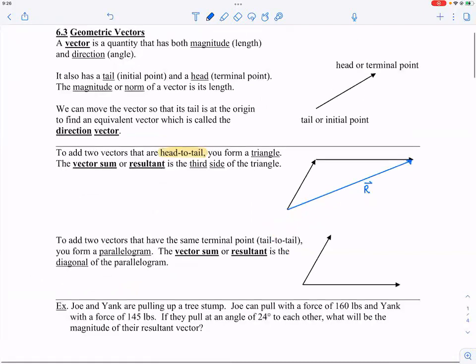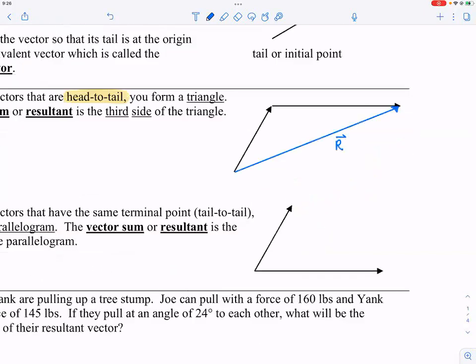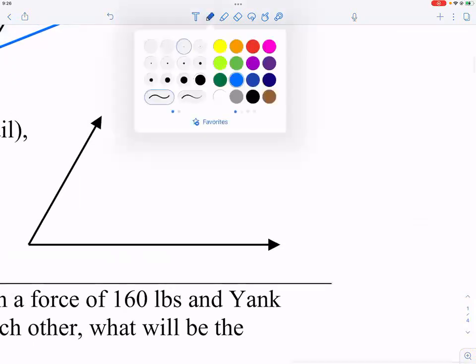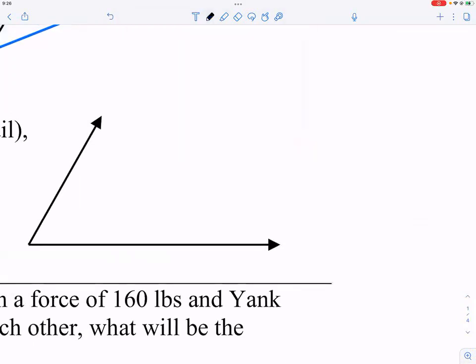So now, what if you have two vectors like this? Well, if you have two vectors like this, what you do is go ahead, draw an identical vector, and put it right here, so that you can draw a resultant vector like this.